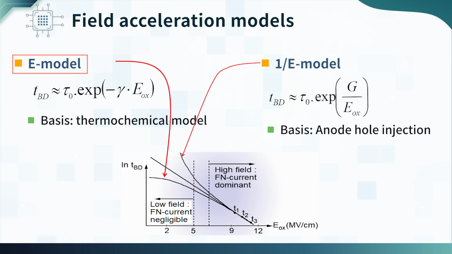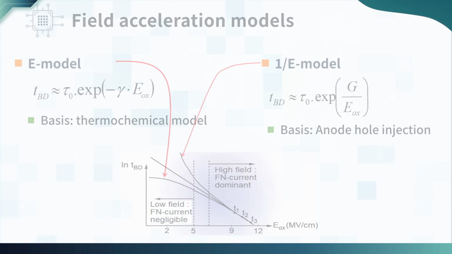For example, the E model is based on the thermochemical model, and the 1 over E model is based on the anode hole injection model. So we have to understand the degradation to see whether our degradation is aligned with the anode hole injection or aligned with the thermochemical model.